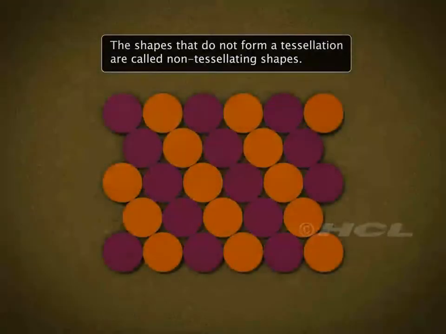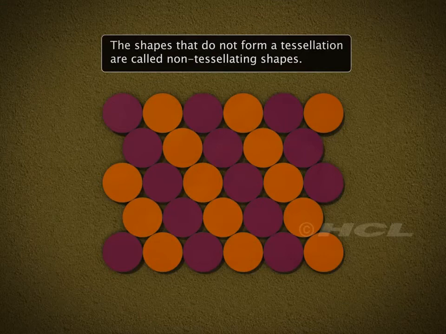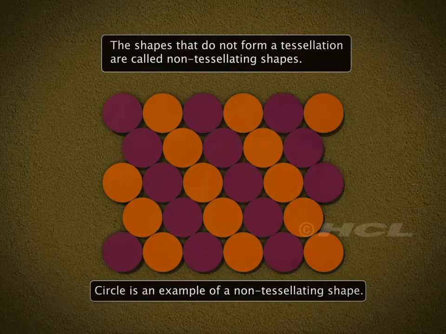The shapes that do not form a tessellation are called non-tessellating shapes. A circle is an example of a non-tessellating shape.